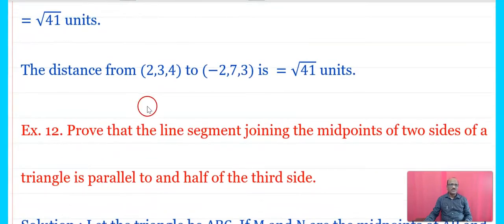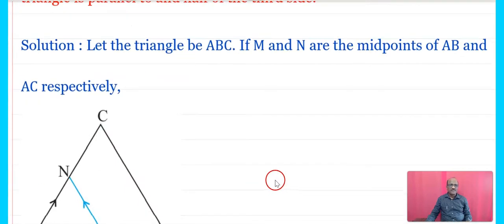Okay, therefore the distance, I will change here. Therefore the distance from 2, 3, 4 to minus 2, 7, 7 is root of 41. I have made a correction here; I had written 7. Prove the following: the line segment joining the midpoints of two sides of a triangle is parallel to and half of the third side.